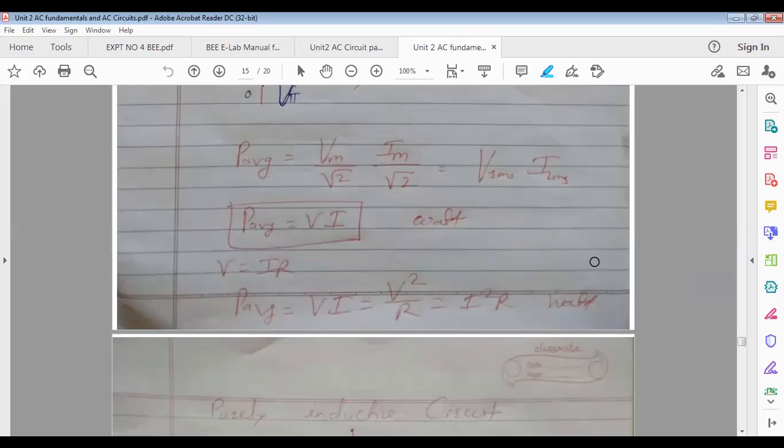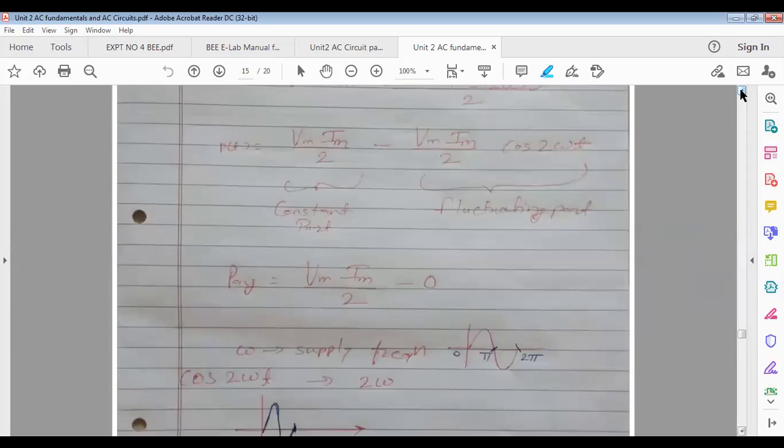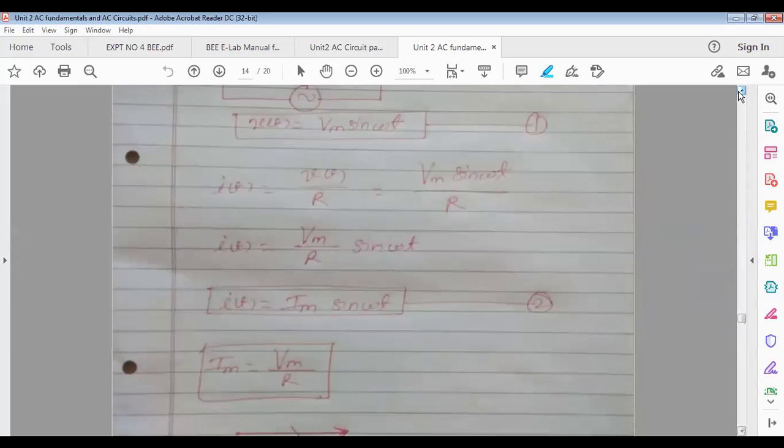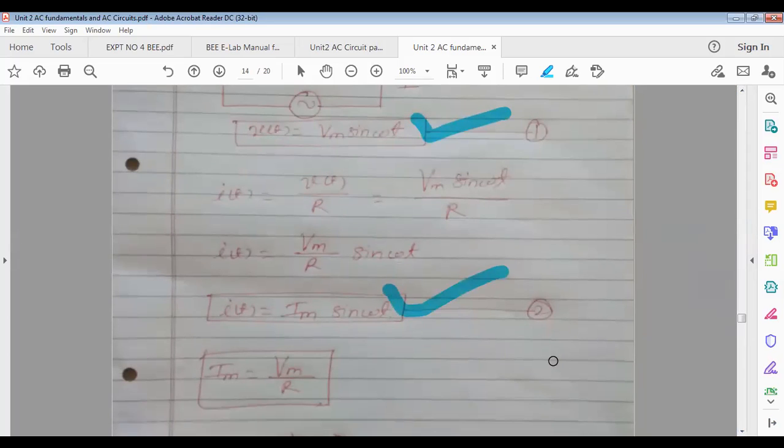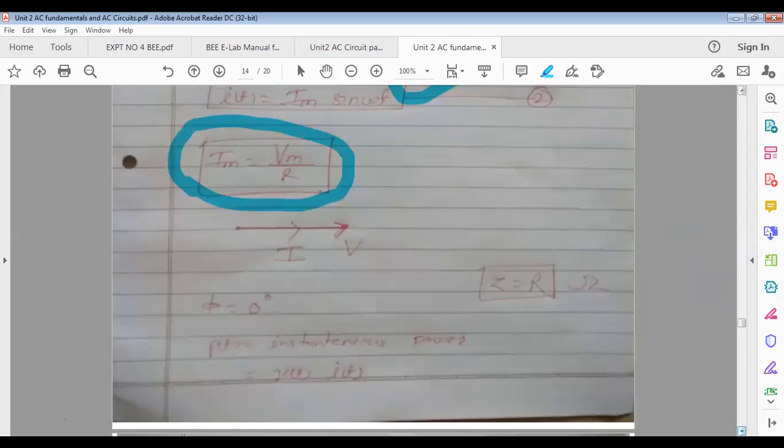Any difficulty with this? Yes, ma'am. Clear. See, what is the conclusion? Any resistive type of load you switch on, if the voltage equation is V of t equals Vm sin of omega t, then the current equation for it will be I of t equals Im sin of omega t. Im, how can you calculate? Vm by R, or Irms is equal to Vrms by R. Voltage and current have no phase difference. So phi is 0 degree, cos phi is 1. Power factor is 1 for a purely resistive circuit.